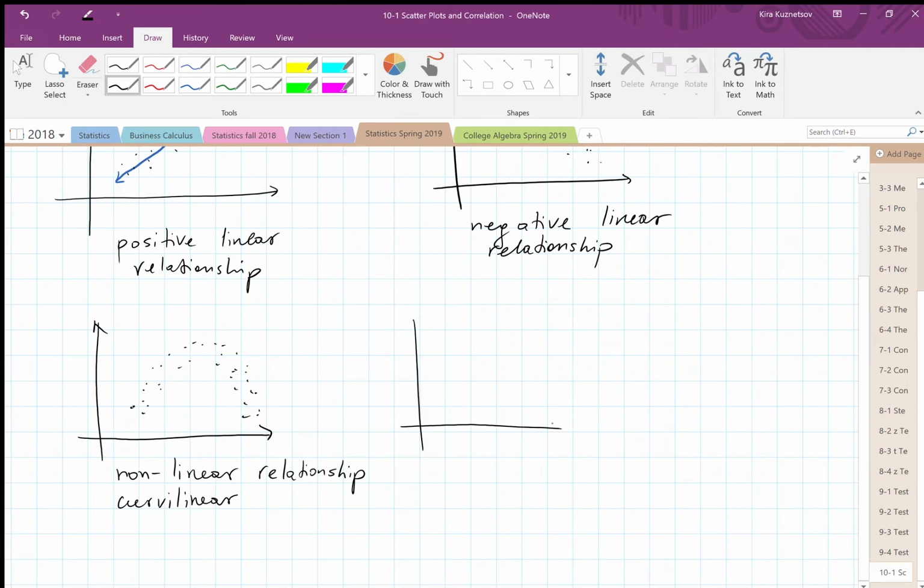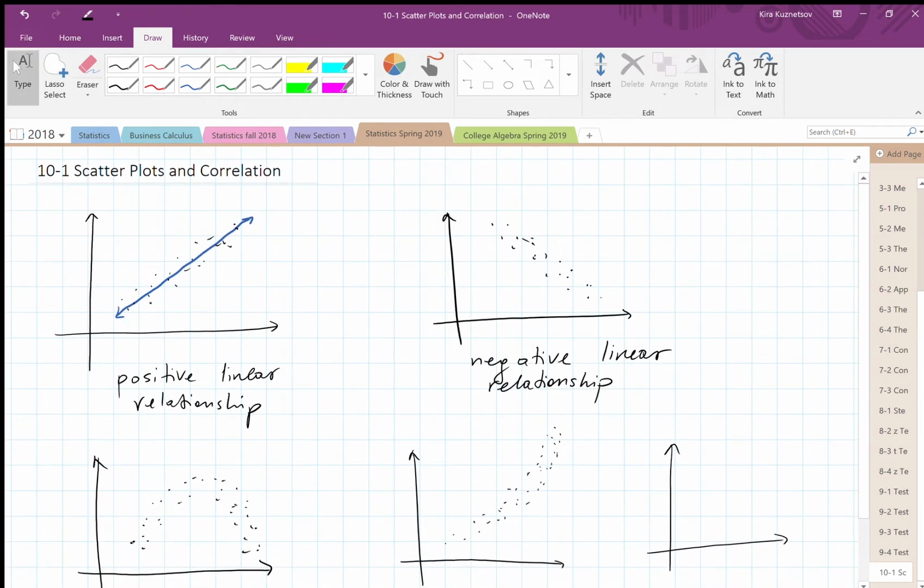I can give you the one that is actually used a lot in the real world. It looks something like this. And it's an exponential relationship. Again, not something that we're going to study in this class. What we'll see in this class is one of the three. Positive linear relationship, negative linear relationship.